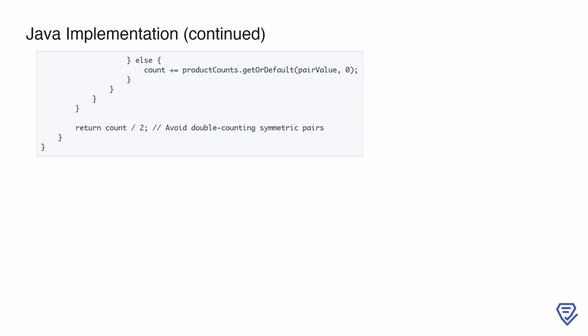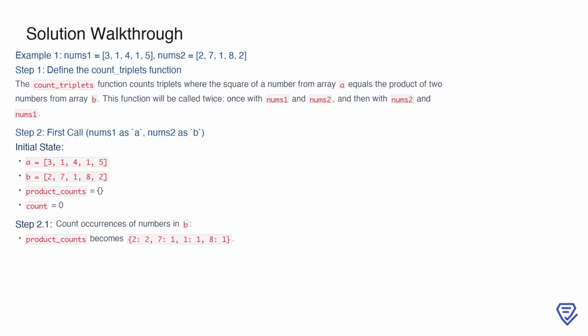and optimal. In this example, we start by defining the count_triplets function. This function takes two arrays, A and B, and counts the number of triplets where the square of a number from array A equals the product of two numbers from array B. To solve the problem, we will call this function twice, once with nums1 as A and nums2 as B, and then again with the roles reversed.